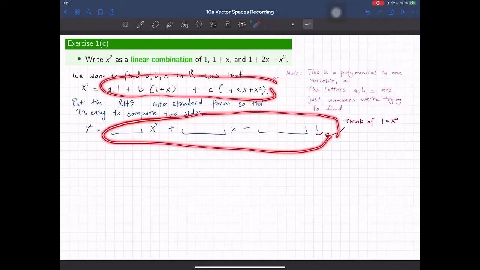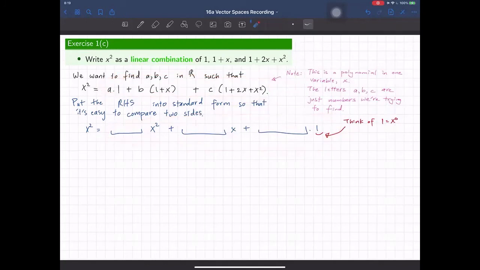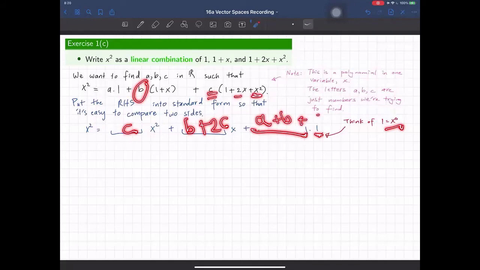So we should collect all terms with x squared. The only term with x squared would be c times x squared. So I have c here. And I collect all terms with x. So this should be b plus 2c. And then I collect all of the constant terms. We should think of this one as x to the 0. The constant terms are a plus b plus c.